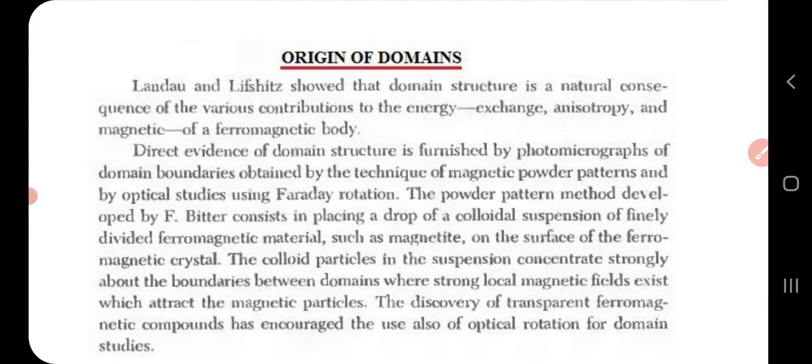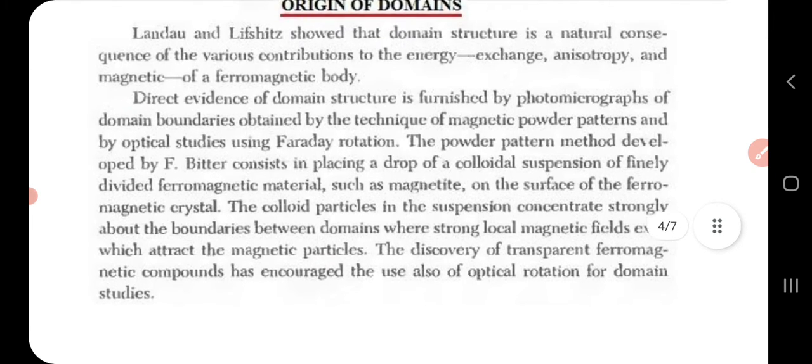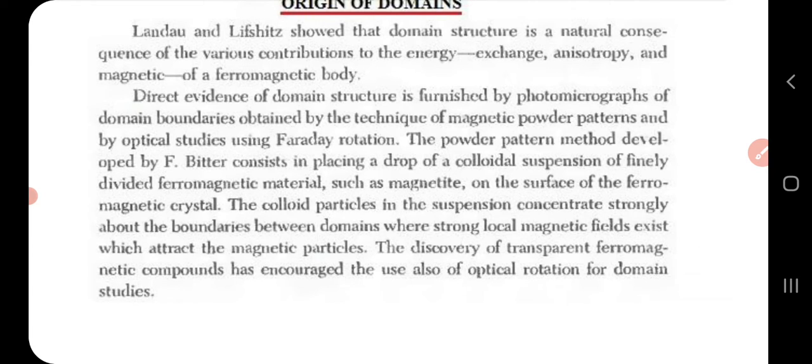Next is origin of domains. Now this domain structure is a natural consequence of various contributions to energy like exchange energy, anisotropy energy, and magnetic energy in the case of a ferromagnetic material. Now, the direct evidence for the existence of domains is given by photomicrographs of domain boundaries, which is obtained by a technique of magnetic powder patterns and also by optical studies, using Faraday rotation. The powder pattern method was developed by F. Bitter, and it consists of placing a drop of colloidal suspension of finely divided ferromagnetic material such as magnetite on the surface of a ferromagnetic crystal.